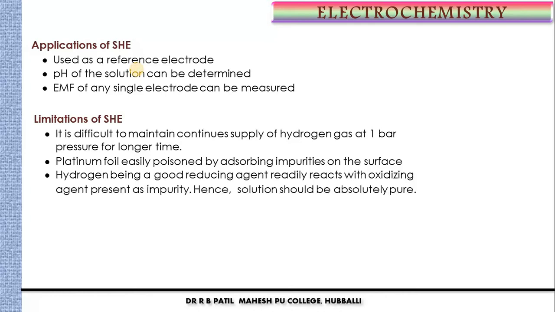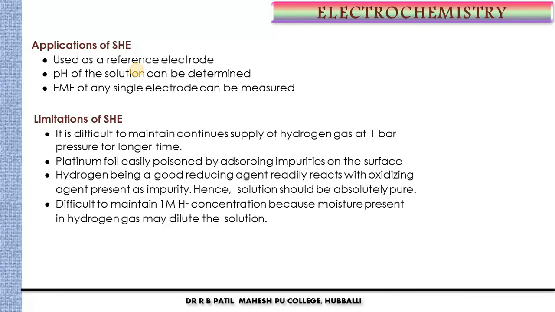And the third one is hydrogen being good reducing agent, it reacts with the oxidizing agent impurities present either in the solution or whenever we pass hydrogen gas. And last one, it is difficult once again to maintain concentration of HCl or molar concentration of H plus ion in HCl 1 molar, because even small traces of moisture present in hydrogen gas dilutes the solution, and maintaining 1 molar solution concentration is difficult. So these are the difficulties we have whenever we use standard hydrogen electrode.